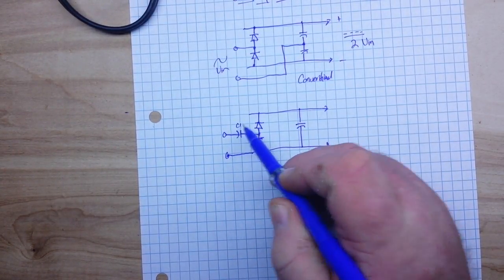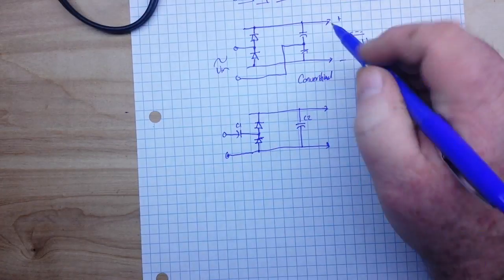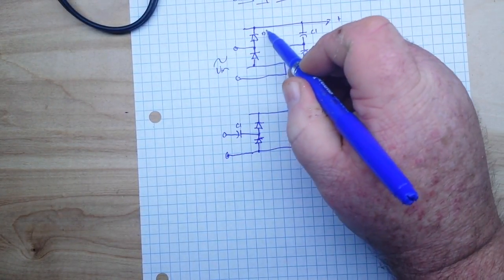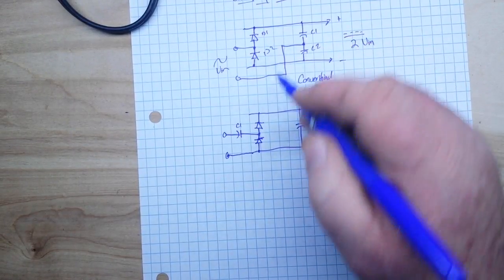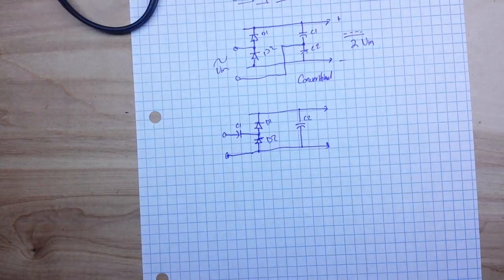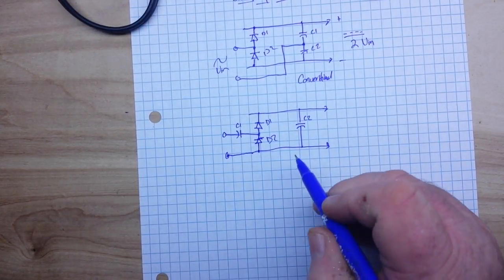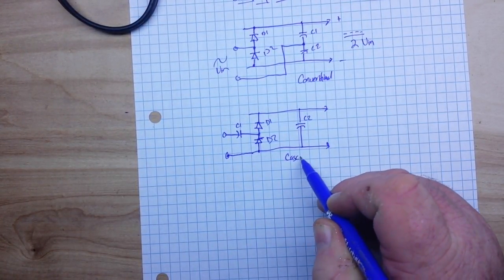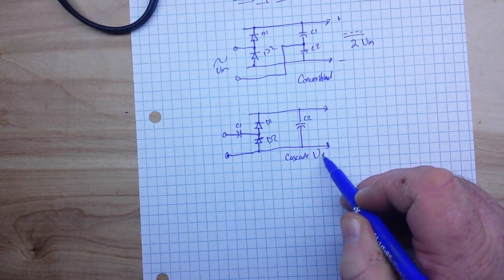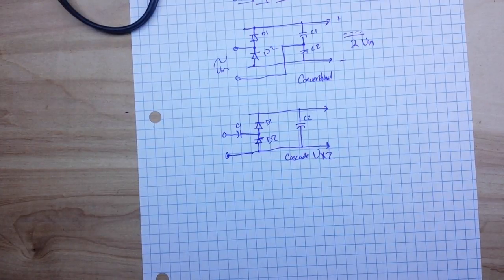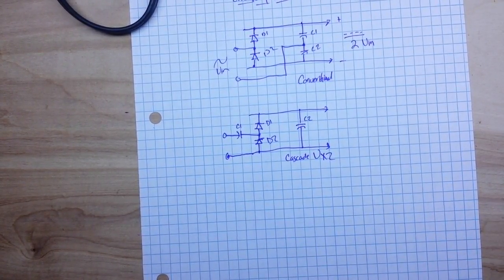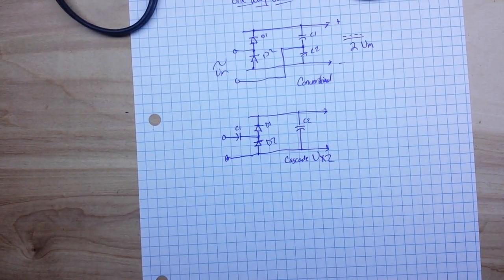So you see we have C1 here, C2 here, when before we had C1, C2, D1 and D2. So this is the cascade voltage doubler. It's the VX2, new from Ronco. Get your pocket fisherman and your cascade voltage doubler.